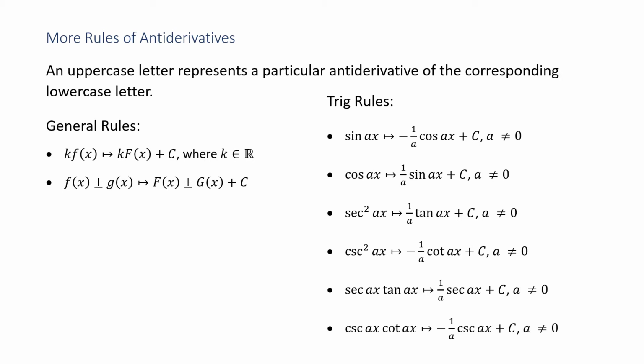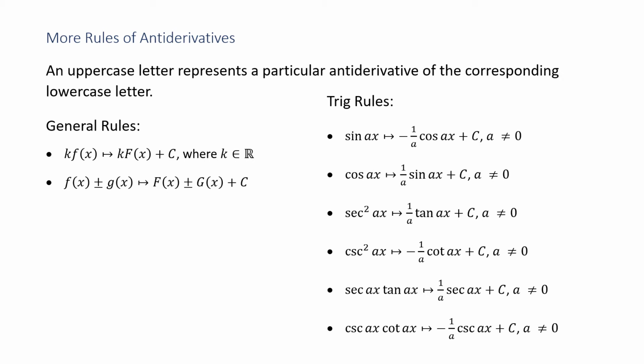We've got two general rules. If you have k times lowercase f of x, then to get the antiderivative, it's just that constant k times the antiderivative, plus c. Similarly, if you have two functions f of x plus or minus g of x, to get the antiderivatives, you find each of the antiderivatives separately, then add them.